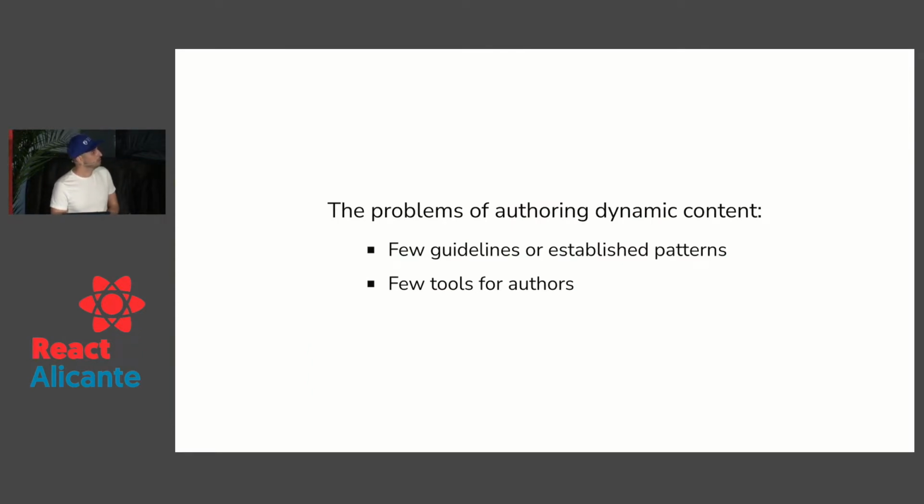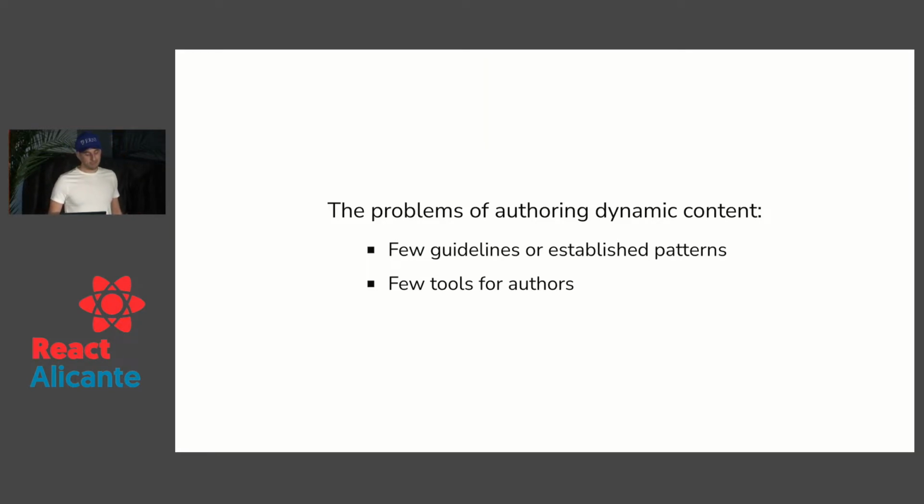So if you publish content to the web, and you want to make it more dynamic, you will have two problems. One is that there aren't many UI patterns or guidelines to take as a reference. And the other is that there are few tools to make that type of content. And here I'm talking about content related to programming, because in other areas like data visualization, for example, you have well-established tools and patterns.